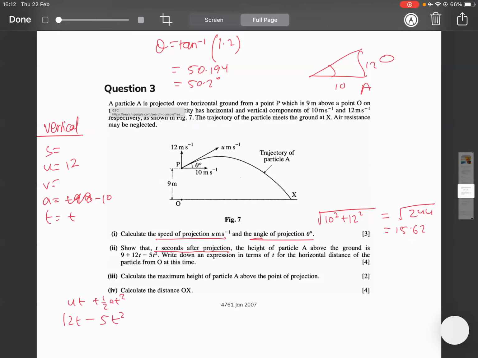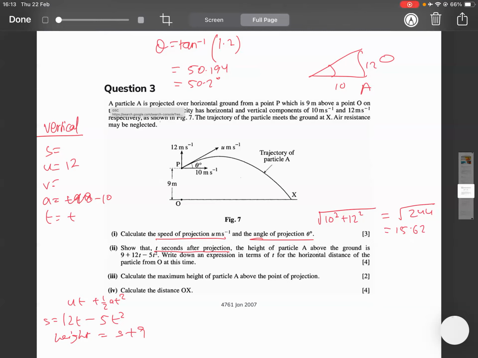That would be the displacement of how much up and down it's traveled from the beginning. But it starts 9 meters off the ground. So we worked out S, then the height equals S plus 9. So that's 12T minus 5T squared plus 9. I wouldn't have known that, but because it's a show-that question, you can just do the question and then kind of almost cheat by looking at the answer and figuring out why they have that.